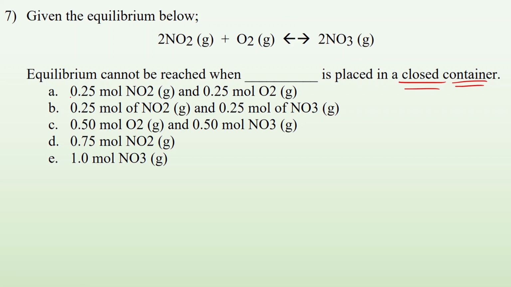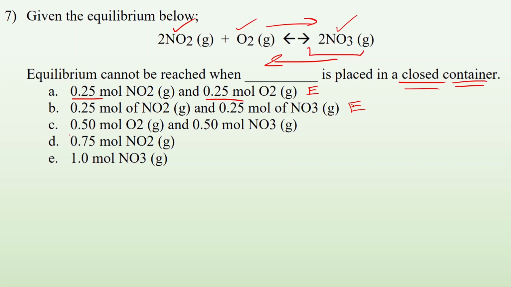Can it reach equilibrium if we started with 0.25 moles of NO2 and 0.25 moles of O2? Yes, we can get equilibrium because we have all of the reactants, which means we'll get a forward. We'll make this, which means then we can have a reverse reaction. All right, let's see option B. 0.25 moles of NO2 and 0.25 moles of NO3. Well, hey, we have all of the NO3 that we need so that we can go reverse, and then we'll make O2, which means, hey, now we can go forward as well. So second option, equilibrium can also be achieved.